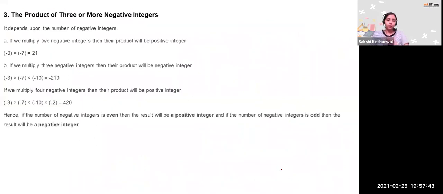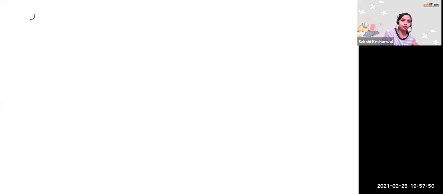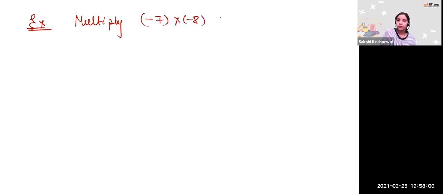Okay, now coming to the product of three negative numbers. Now this is easy, once you have understood. I'll give you an example. Let's do 1, 2, 3 questions. If I give you the question to multiply minus 7 into minus 8, what will be your answer? Minus into minus will become positive. So this will be 56.